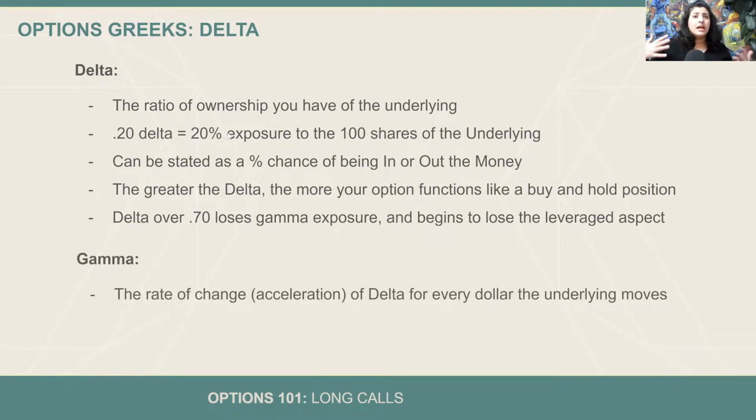And gamma is the rate of change of delta. So it's like the accelerator in the mix. As the price of the underlying increases or decreases, that delta changes at the rate of gamma. So you always want to look at theta plus gamma in order to see what the true value movement of your options contract will be, increase or decrease.